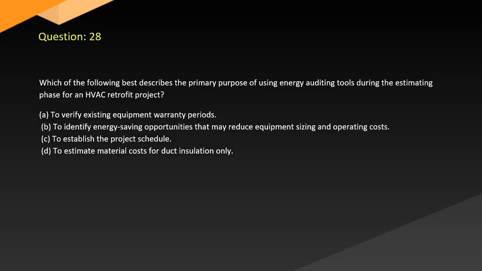Question 28. Which of the following best describes the primary purpose of using energy auditing tools during the estimating phase for an HVAC retrofit project? A. To verify existing equipment warranty periods. B. To identify energy-saving opportunities that may reduce equipment sizing and operating costs. C. To establish the project schedule. D. To estimate material costs for duct insulation only.